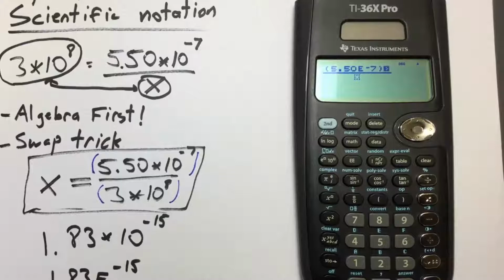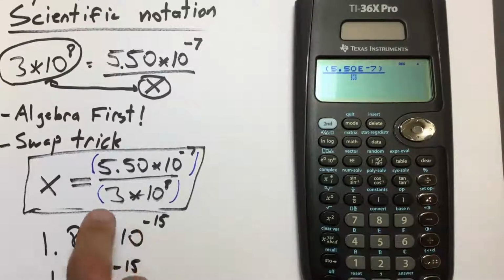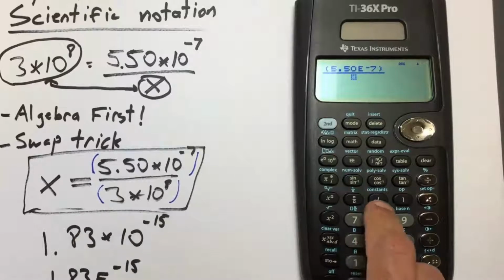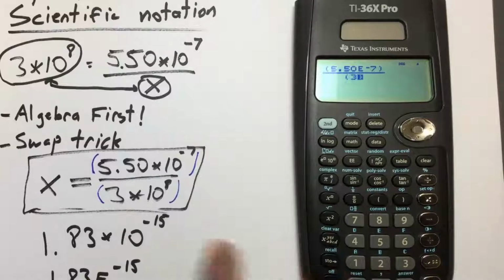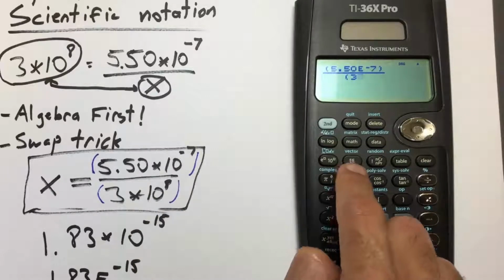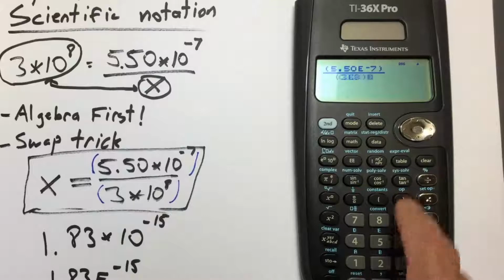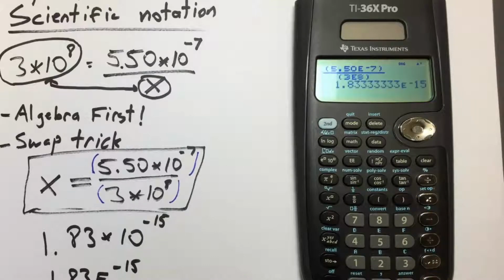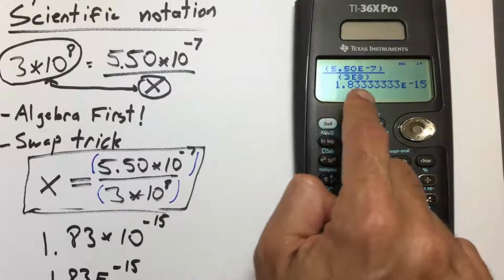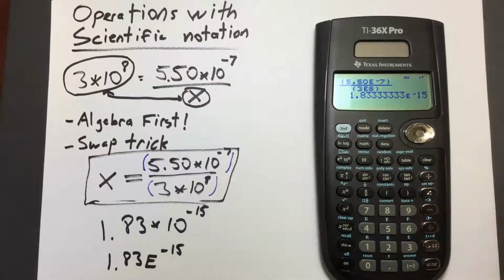To move to the denominator, press the down arrow. Now we enter the denominator by pressing open parentheses here, 3. Where it says times 10 raised to the 8th, we use the uppercase E here. And now we just press 8, and then close the parentheses, and press enter. And we get 1.83 repeating E -15, exactly what we expected to.